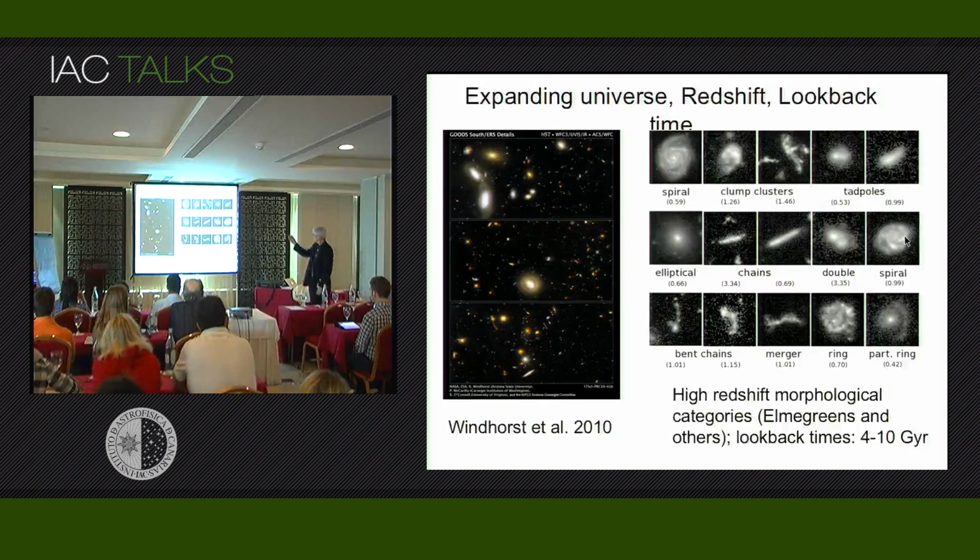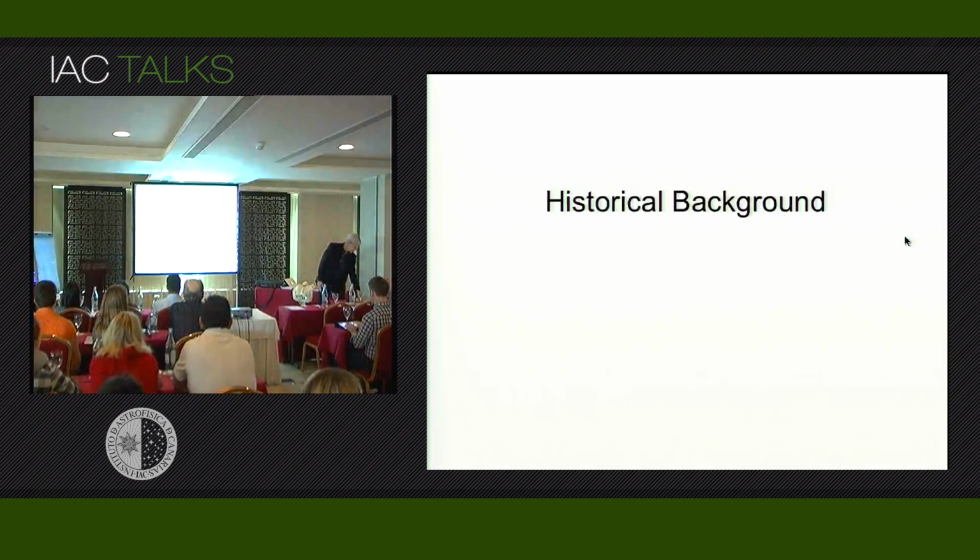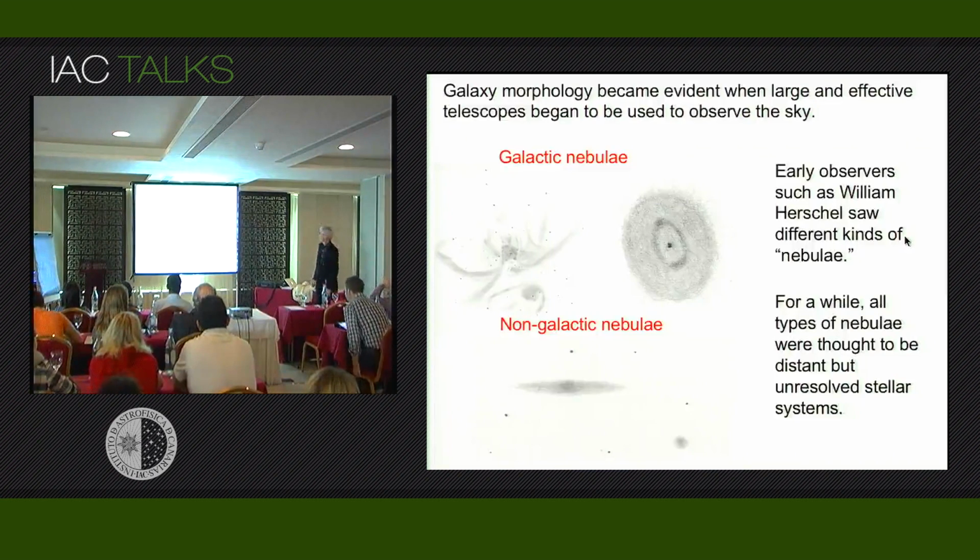So morphology is actually even more important now because we have to tie what we see on the right in those high redshift galaxies to what Hubble saw in his tuning fork. And that's one of the objectives of morphological studies, to determine when did the Hubble tuning fork fall into place. So that picture on the right is based on many papers by Elmegreen and others. Now let me do some historical background on galaxy morphology, because the history is interesting.